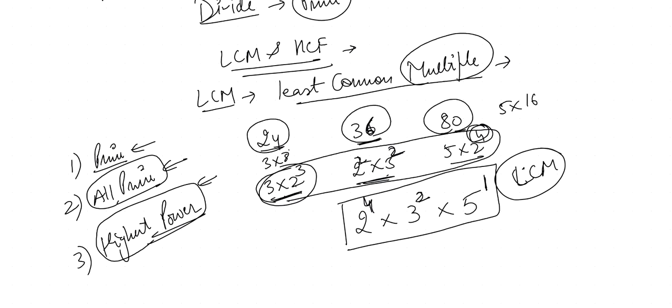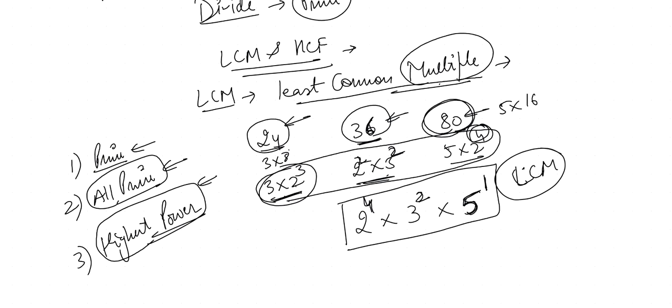Okay. 24 should divide LCM. 36 should also divide LCM. 80 should also divide LCM. Now, if, for example, we don't take 5 as part of LCM, would 80 divide that number? No, it will not be a multiple of 80. So we have to take all the prime factors and their highest power.